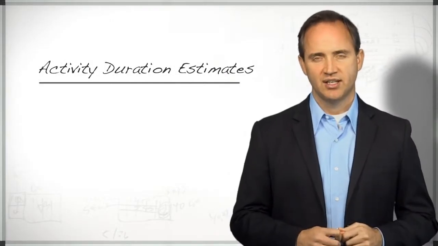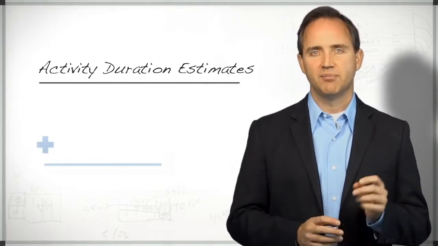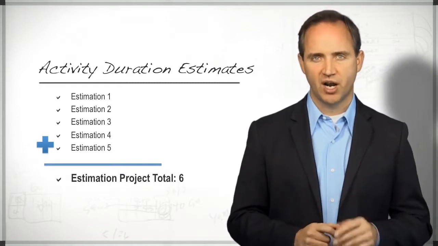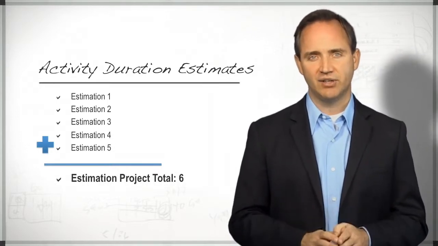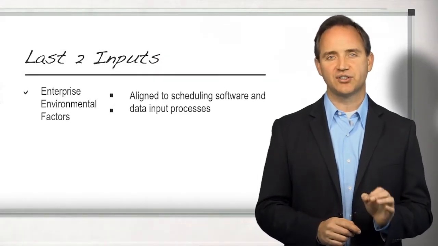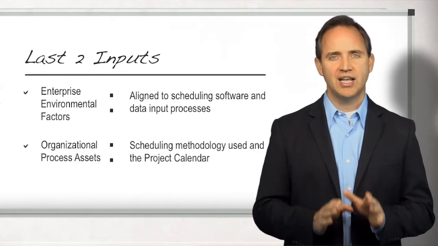Activity duration estimates. Naturally, as the project team develops the schedule, the duration estimates are applied on a line item basis. The benefits of incorporating duration estimates can be seen by accumulating all estimates to arrive at a total duration for the project. This total duration can be compared to planned activities and measured on an ongoing basis. Project scope statement. The project scope statement will provide details relating to assumptions and project constraints. The benefits of incorporating scope statement details again applies to the iterative nature of project templates and the ability to maintain checks and balances throughout the life cycle of the project. Enterprise environmental factors typically align to scheduling software and data input processes. Organizational process assets pertain to scheduling methodology used and the project calendar.